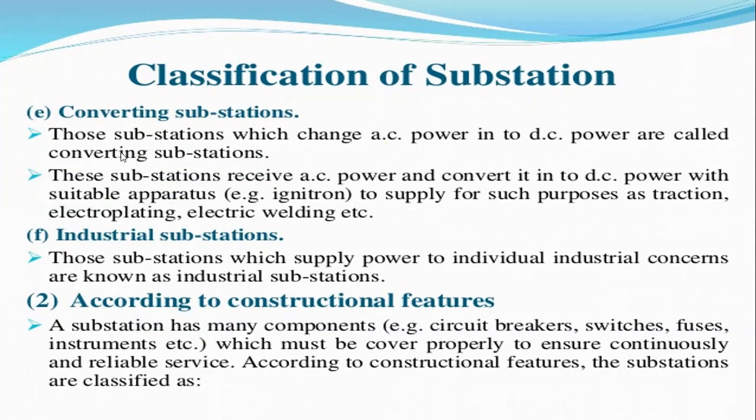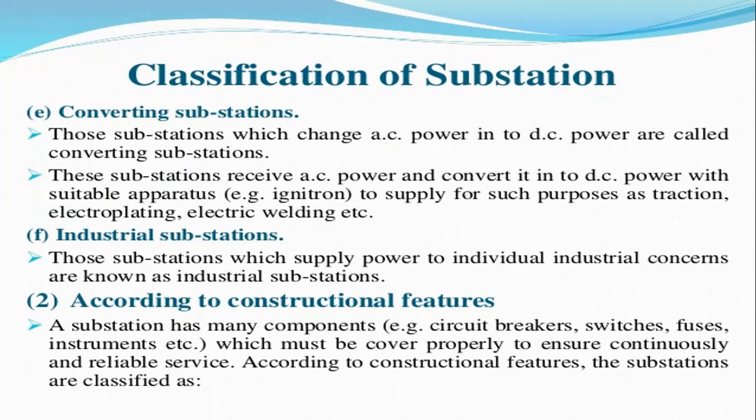Next, converting substations. This type of substation is used for converting AC to DC power. This substation receives the AC power and converts it into DC power. These types of substations are used for traction, electroplating and welding purposes.